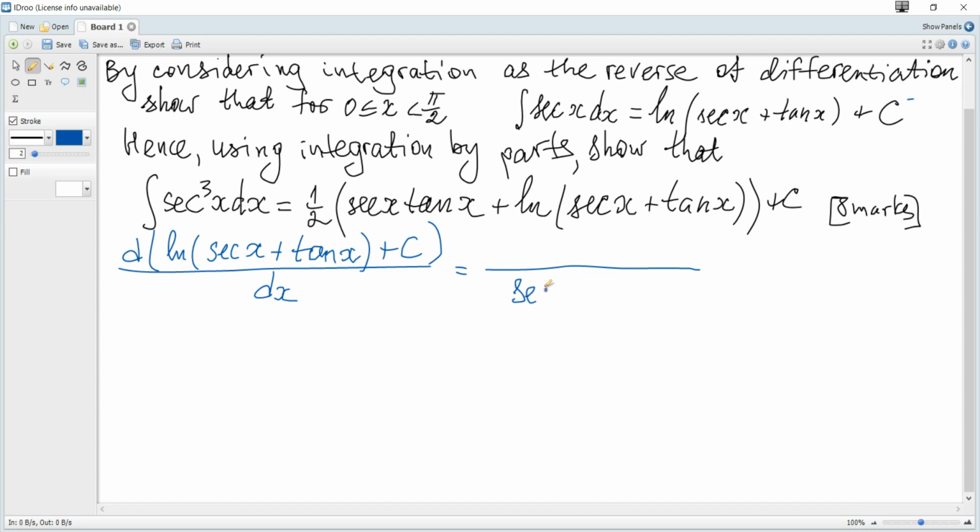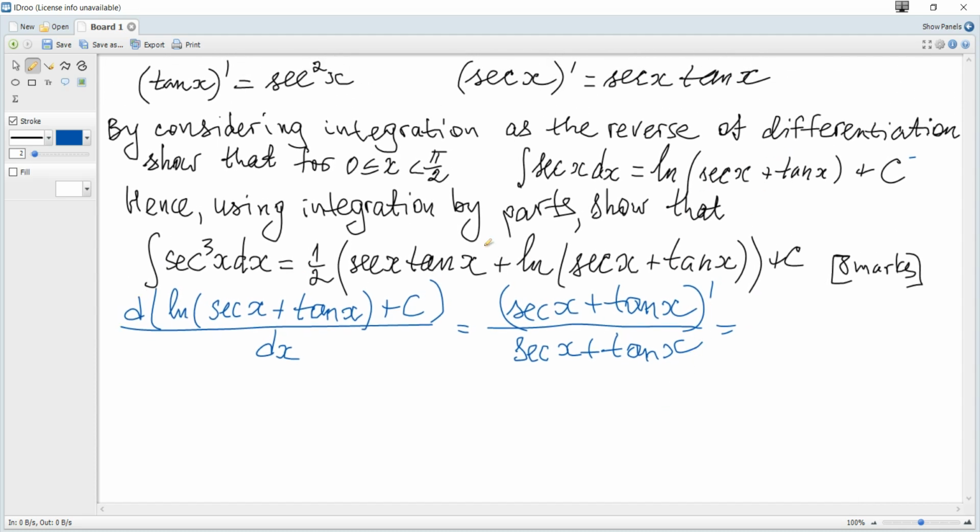So the derivative of ln becomes 1 over the argument multiplied by the argument's derivative. So 1 over (secant x plus tangent x), times the derivative of (secant x plus tangent x). The secant derivative is secant tangent, and the tangent derivative is secant squared. It is given in the data booklet, so it becomes (secant x tangent x plus secant squared x) over (secant x plus tangent x). And we need just simplify it to get that it is equal to secant.